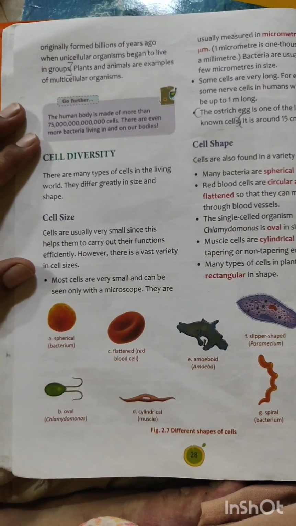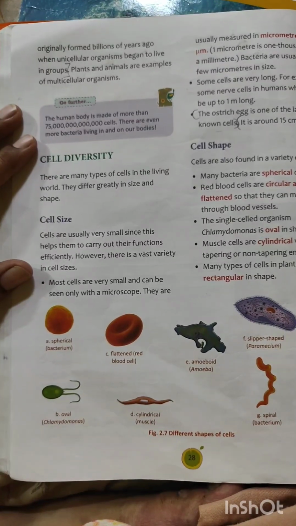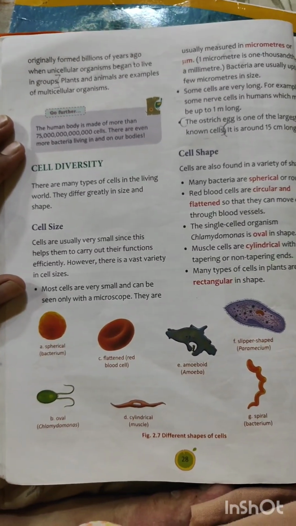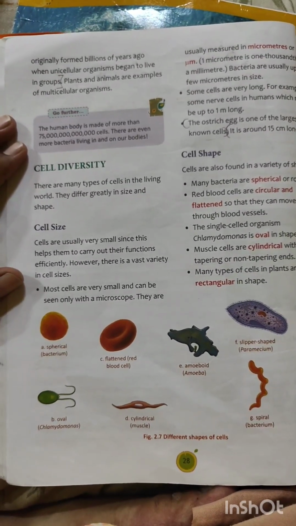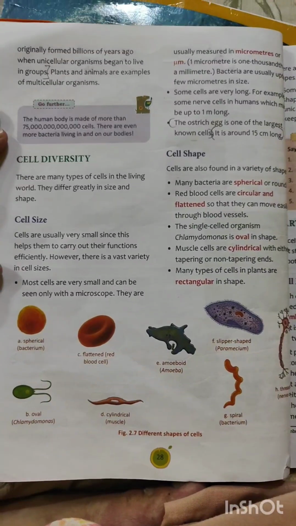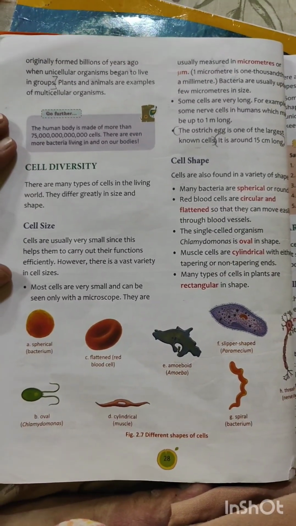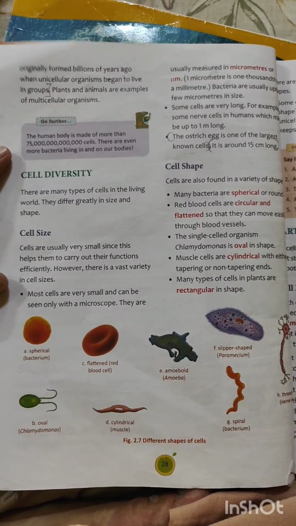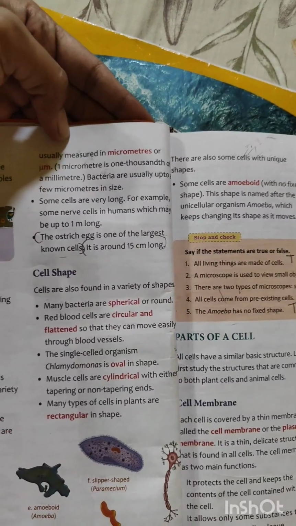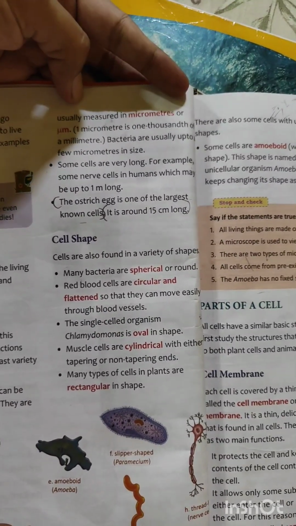Cells are usually very small since this helps them to carry out their functions efficiently. However, there is a vast variety in size also. Most cells are very small and can be seen only with a microscope. They are usually measured in micrometers. Okay, 1 micrometer is 1,000th of a millimeter, so which means very tiny.